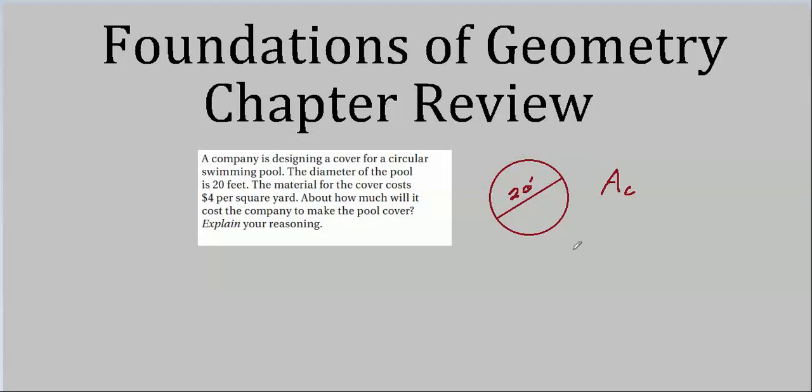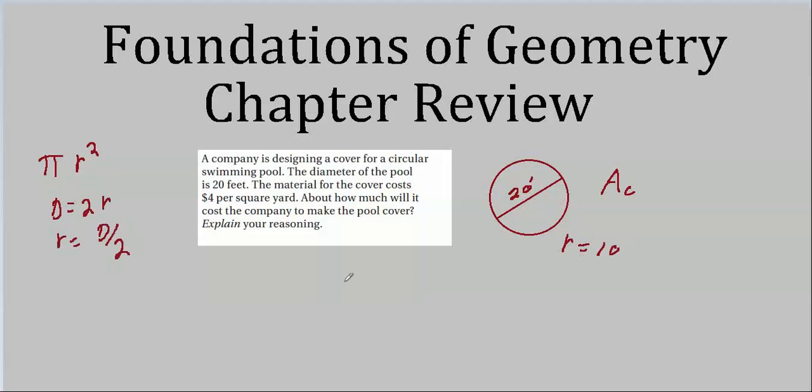And what kind of a formula do we have? Well, let's see here. We've got pi r squared for the area of a circle. But they gave us the diameter. But isn't it true that the diameter equals 2 times the radius? Or r equals d over 2? In which case, over here we can say r equals 10.